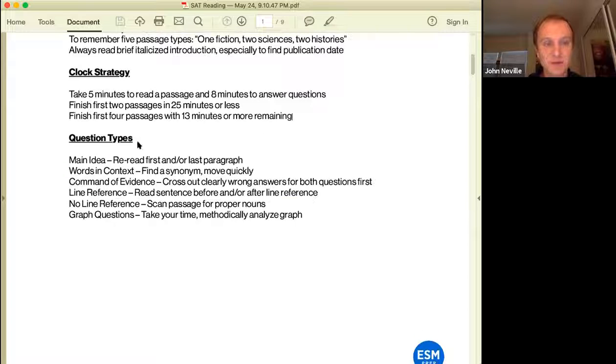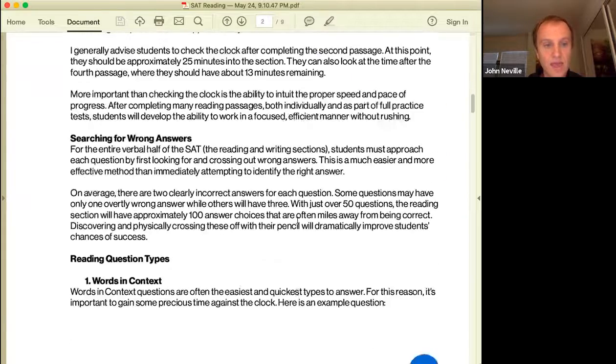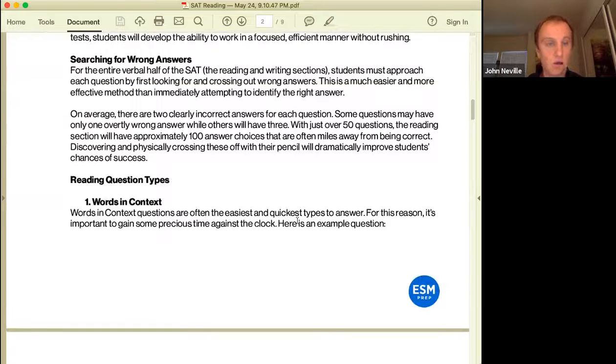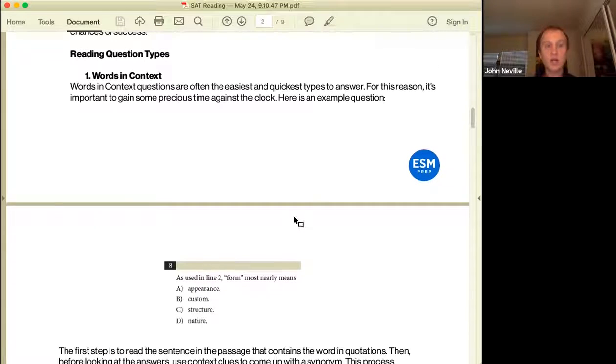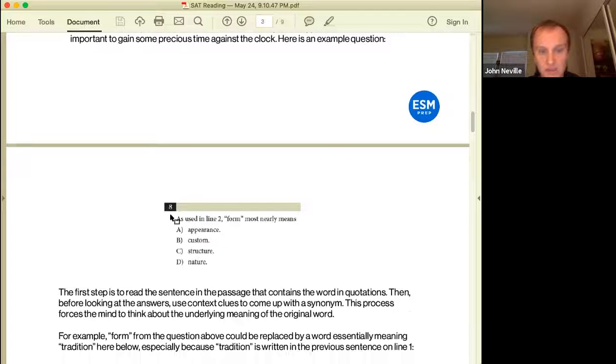So now what I want to do is I want to go into the actual question types. Okay, so as you can see here, I've broken them down into 6 different question types. And the first question type that I want to go over is words in context. Okay, so a words in context question is going to look like this. It's going to say, for example, as used in line 2, the word form most nearly means. Okay, so I'm starting with these because these are generally kind of the quickest. A lot of times they're the easiest.